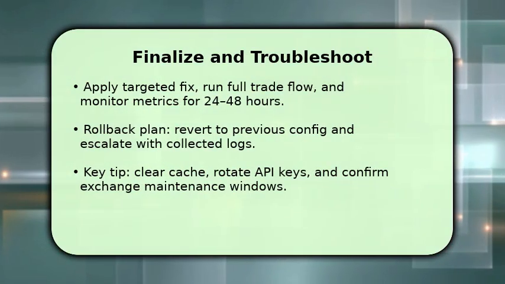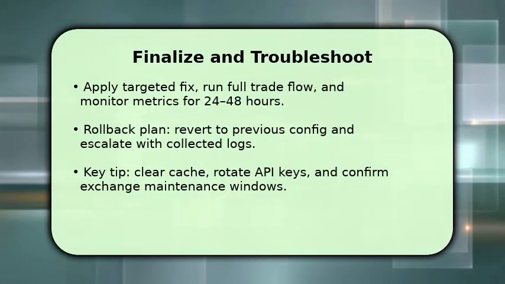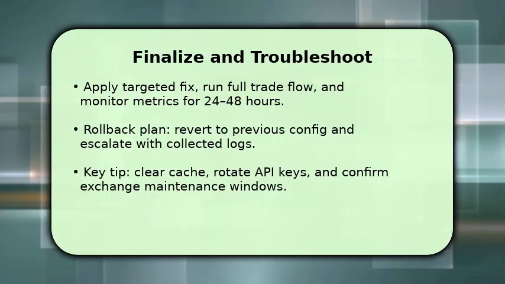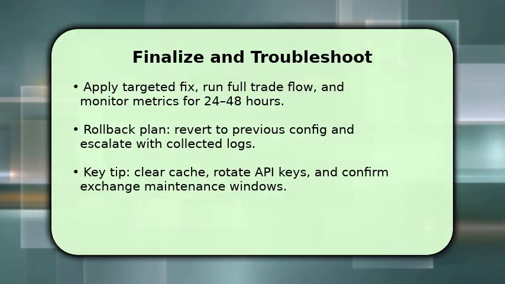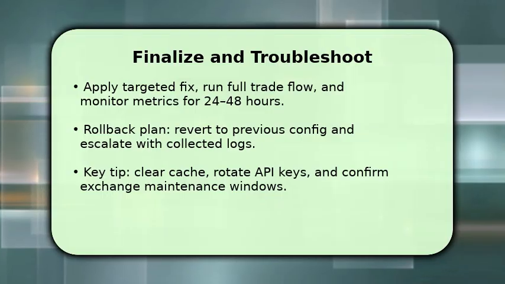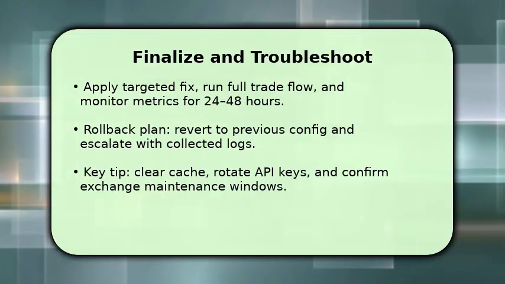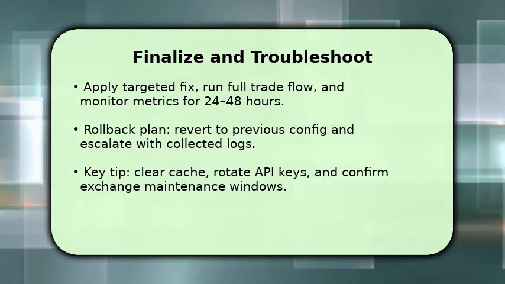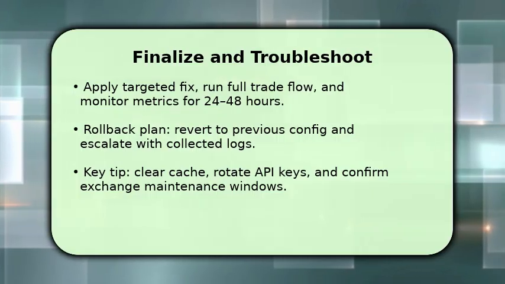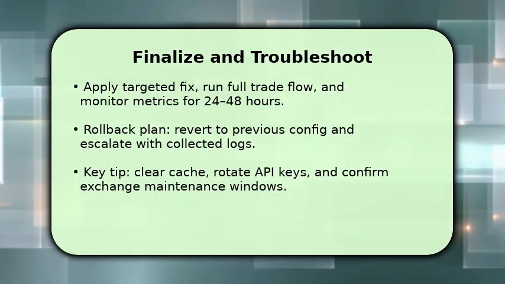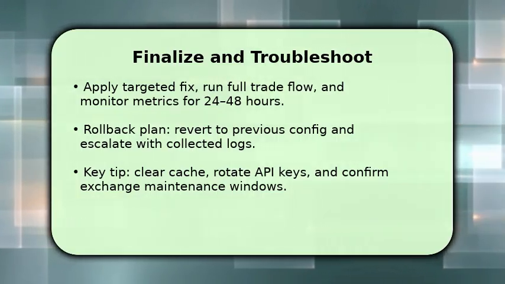You finish by applying the targeted fix, patch the client, correct signature code, or adjust clock sync, and then run the complete trade flow while monitoring logs and performance metrics for the next 24 to 48 hours to confirm stability. If anything breaks, revert to your rollback plan and escalate with the collected logs and request/response dumps.